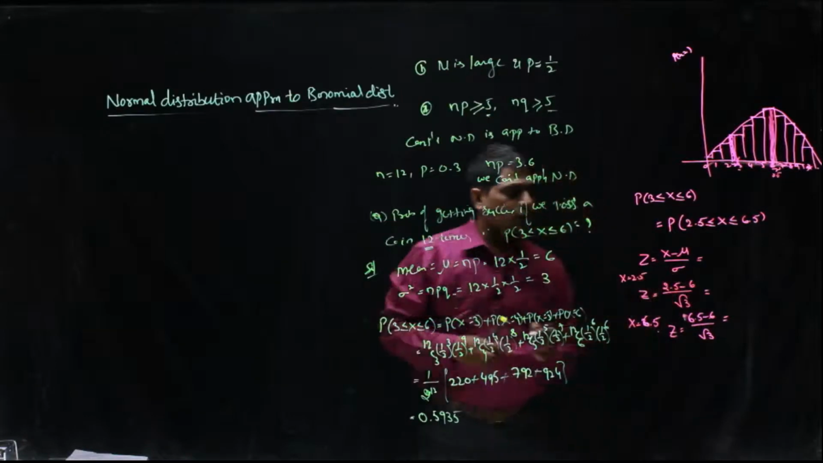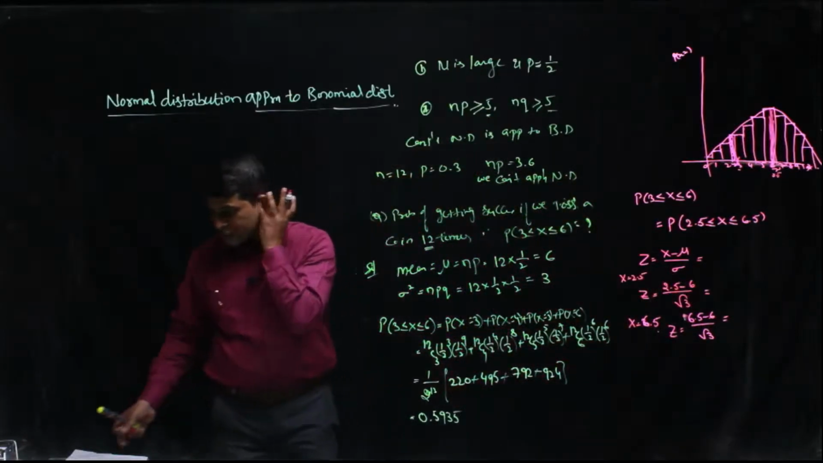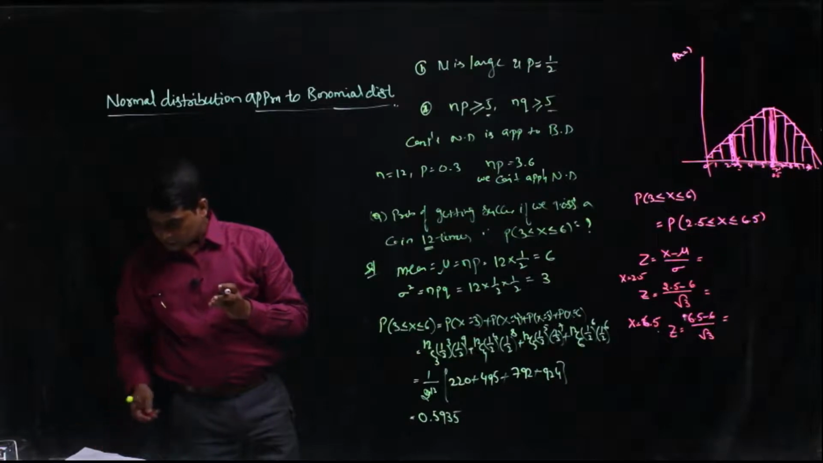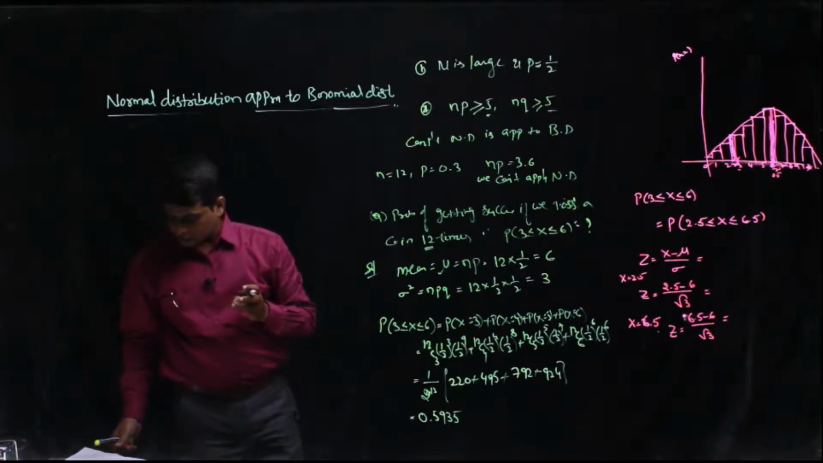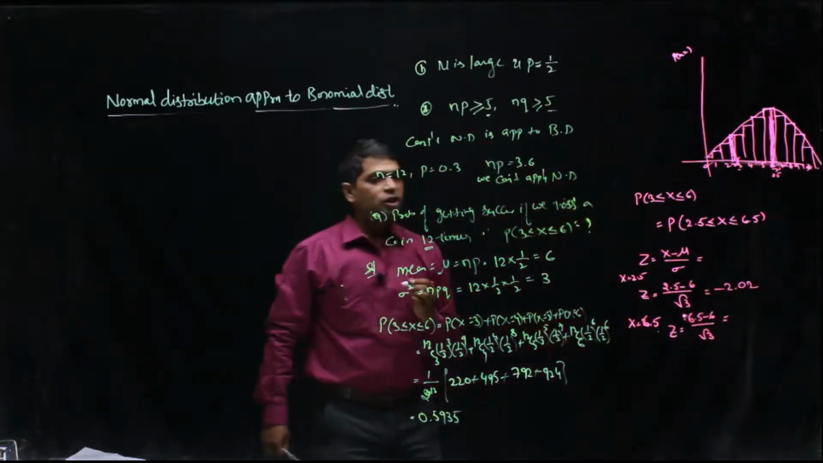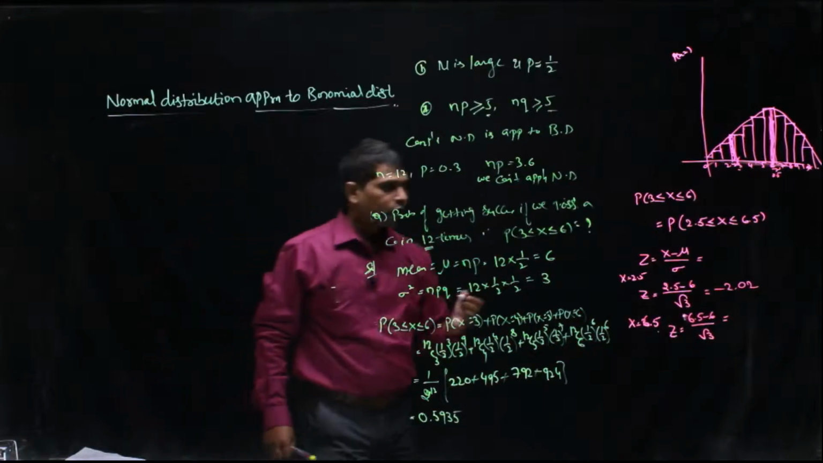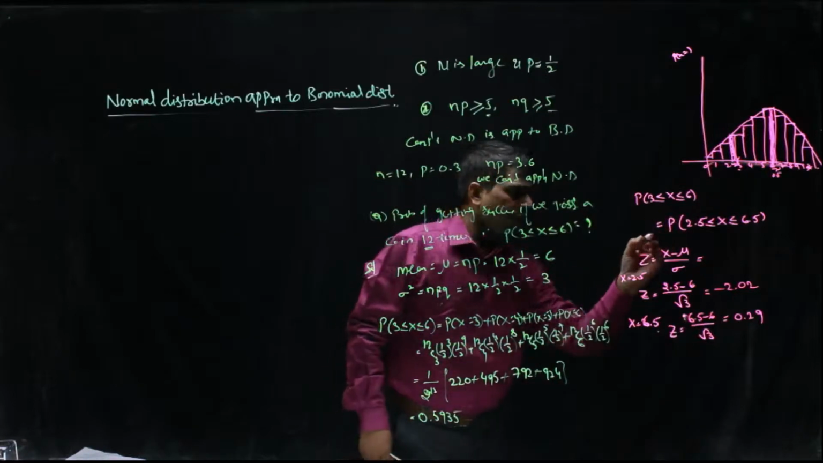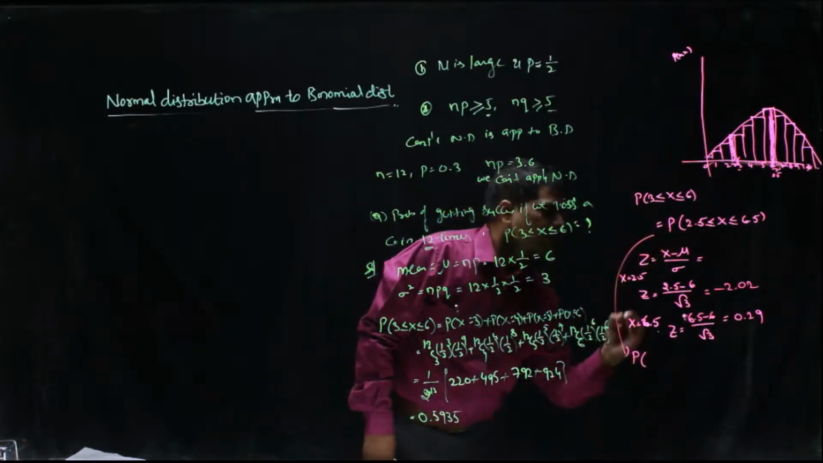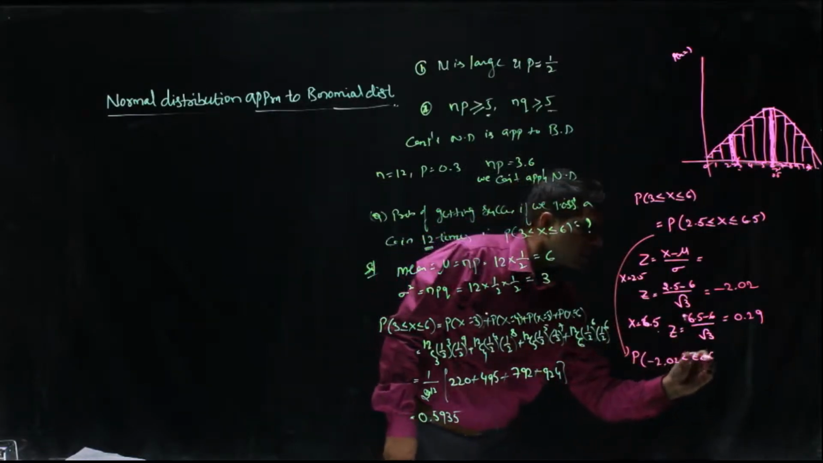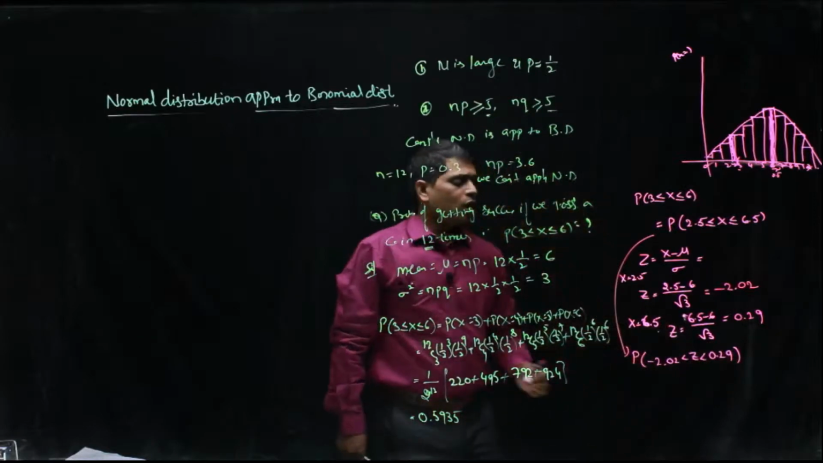So, calculate these two values. If you calculate them, we get values approximately equal to minus 2.02, and for the next case you will get 0.29. Now I want to convert this into a normal distribution. At that time, what do you get? Minus 2.02 less than z less than 0.29. I want to calculate this value.